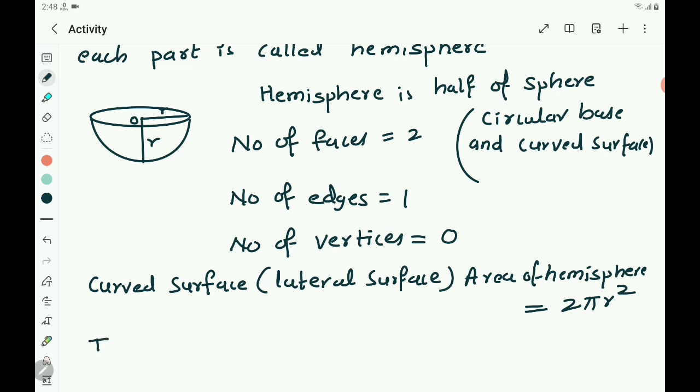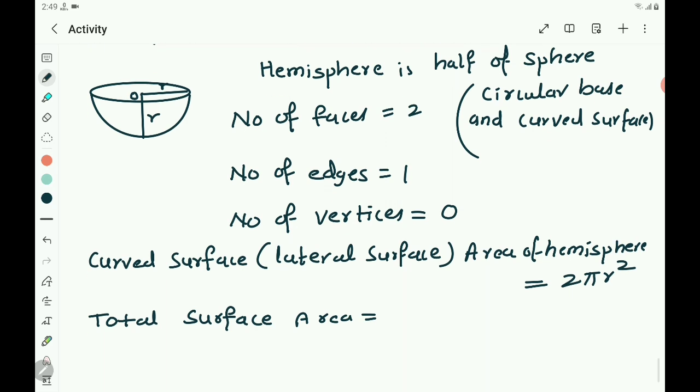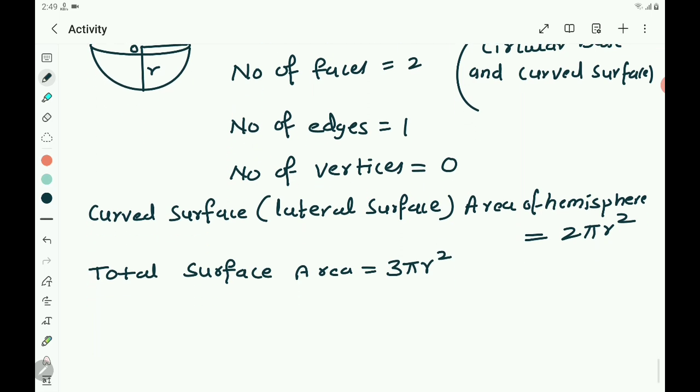Then you take the total surface area equals, that is 2 pi r square plus pi r square, 3 pi r square. Here you write total surface area of hemisphere equals 3 pi r square.